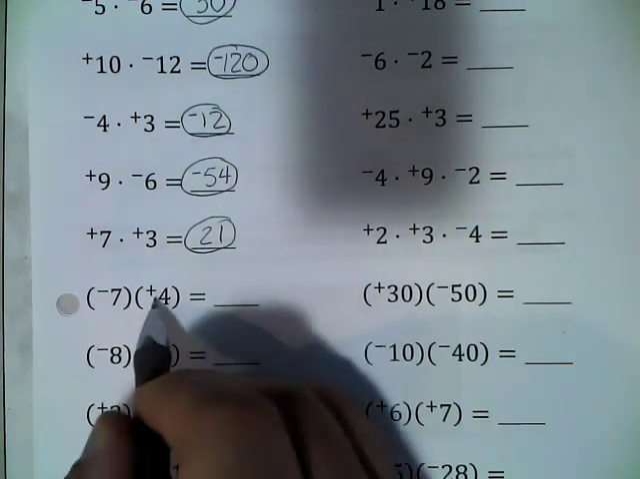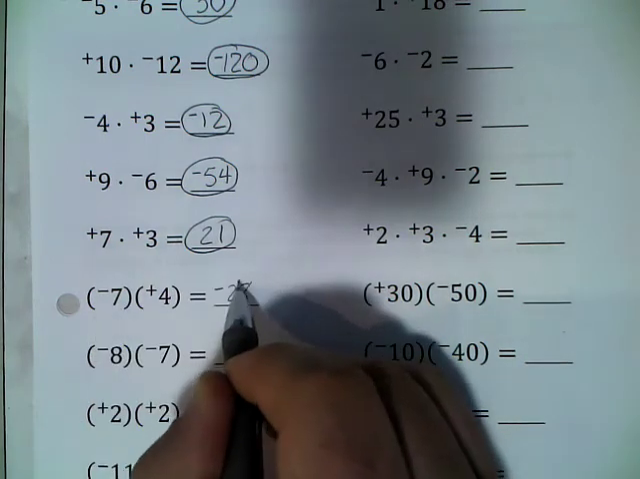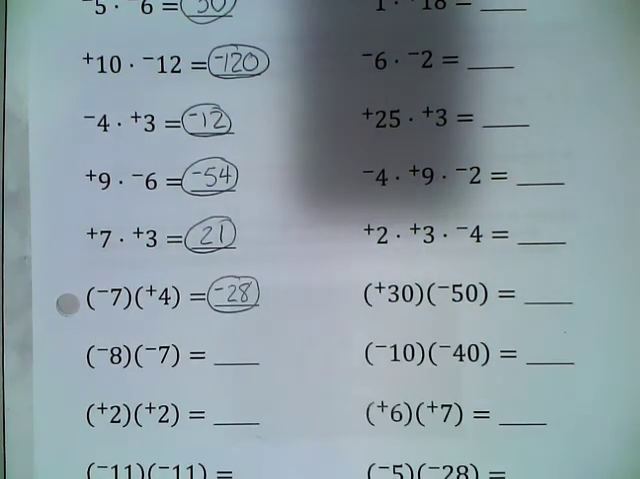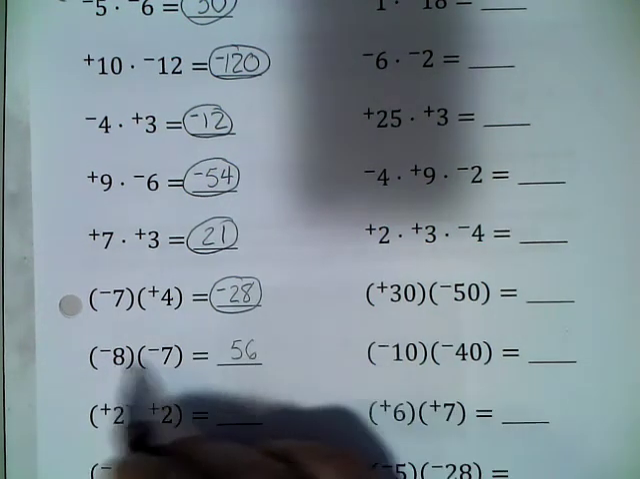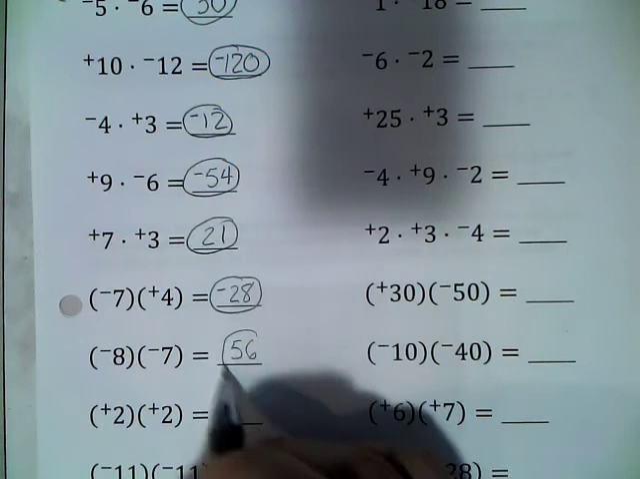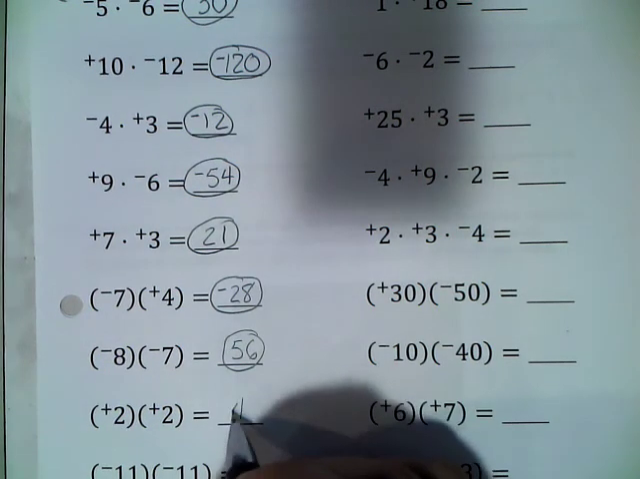So 7 times 4 is 28, but again I have a single negative to tag along to that answer. 8 times 7 is 56. Double negative, though, will cancel, so it's going to be a positive 56. 2 times 2? 4. That's easy.